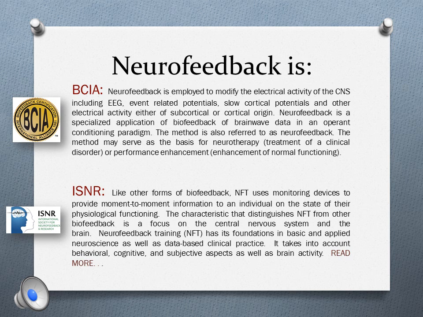Let's start off with the official definitions of neurofeedback. There are two. The first one has been written by the BCIA, Biofeedback Certification International Alliance. They state it as: neurofeedback is employed to modify the electrical activity of the CNS, including EEG, event-related potentials, slow cortical potentials, and other electrical activity either of subcortical or cortical origin. Neurofeedback is a specialized application of biofeedback of brainwave data in an operant conditioning paradigm. We're going to talk about that quite a bit during this section of the course, about what exactly operant conditioning is and how it is applied in neurofeedback.